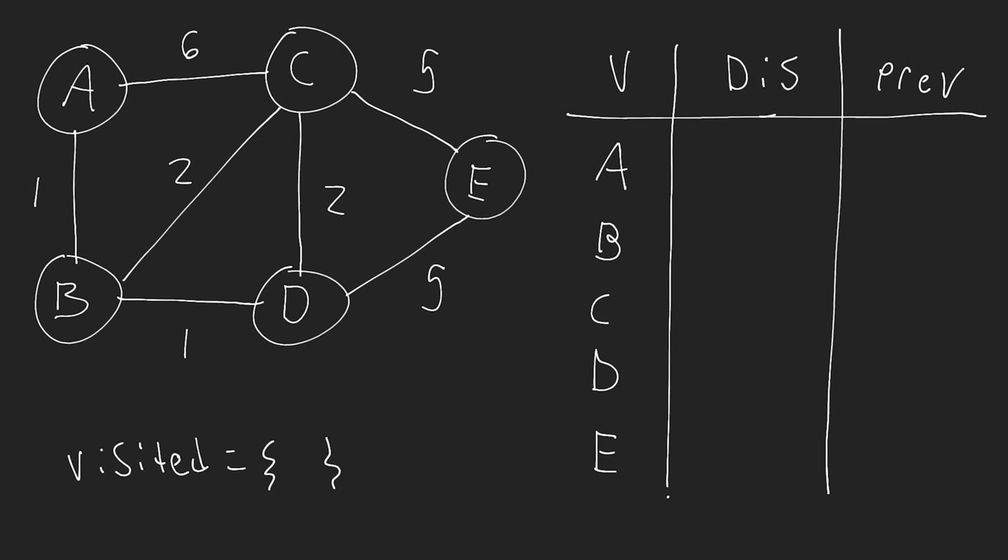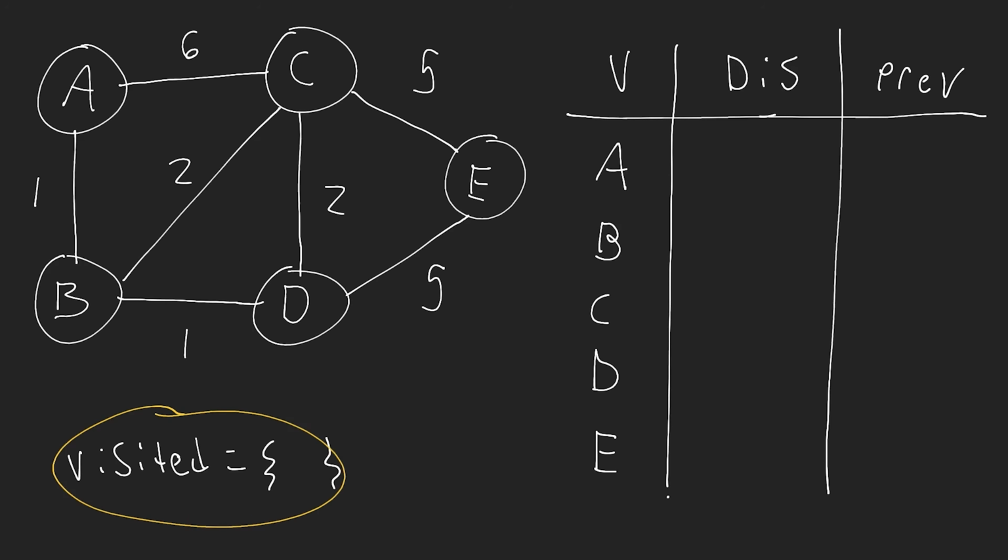Now, in the table, we have 3 columns. The first column is our vertex column. The second one is our distance column. And the last one is the previous node that we visited the node from. So what this table is going to store is the current shortest distance that we have to get to any one of these nodes, and the node that we went from to get to that node. That's what the table will hold for us as we run the algorithm.